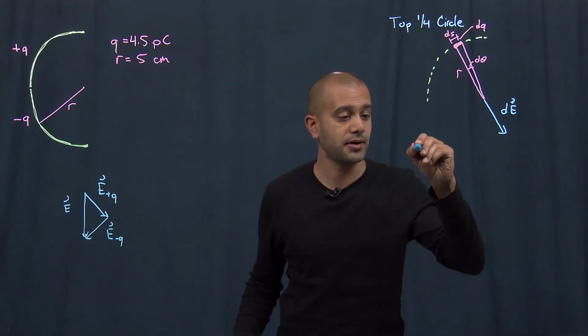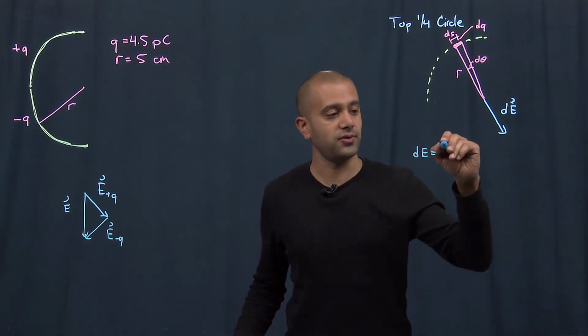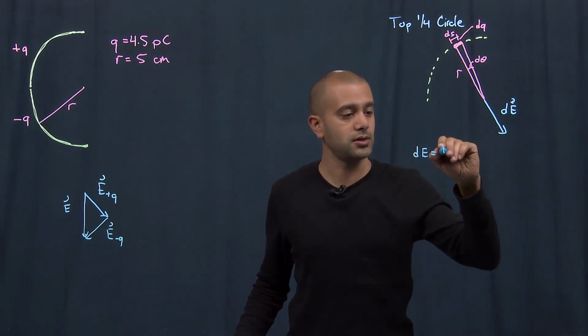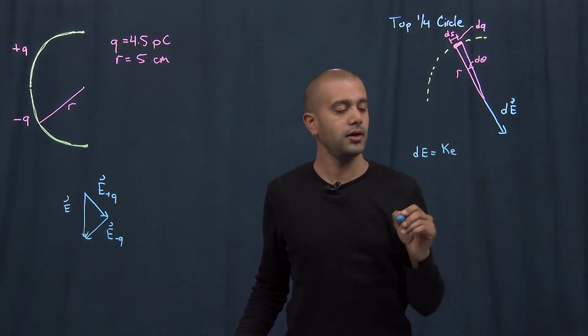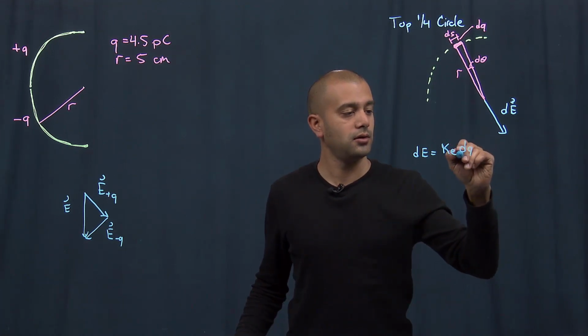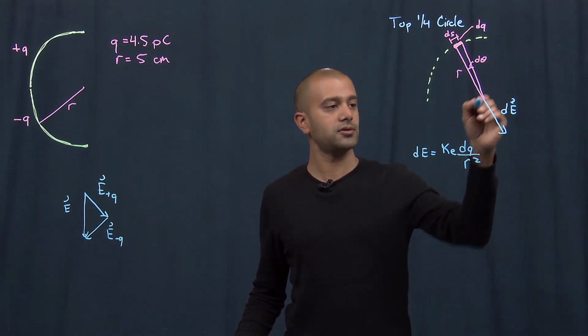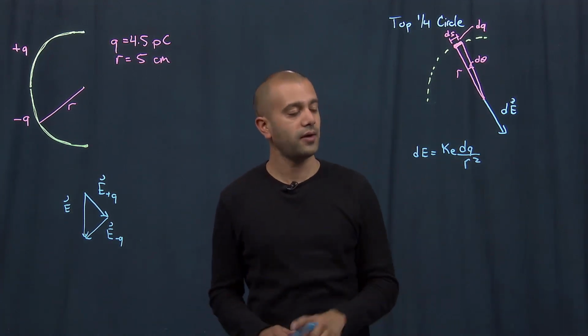So first, let's just find the magnitude of dE, which is by Coulomb's law. The magnitude of an electric field due to a single point of charge is the Coulomb constant times the amount of charge divided by the distance between where the charge exists and where you're measuring the field, squared. All right. So now we have this in terms of dq.